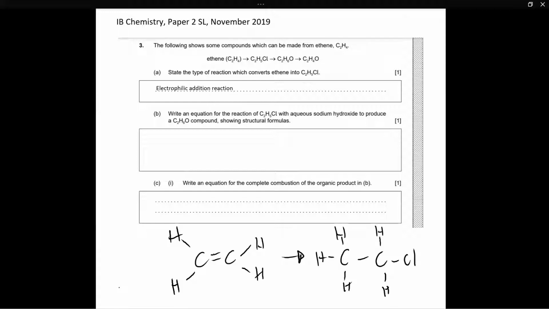Now, what is an electrophilic addition reaction? To understand that, first let's understand what an electrophile is. An electrophile is basically any chemical or substance which is attracted to electrons. That's why it says electrophile. You can imagine that it loves electrons. You know that electrons have a negative charge. Now, what is attracted to a negative charge? A positive charge. Anything with a positive charge is attracted to electrons.